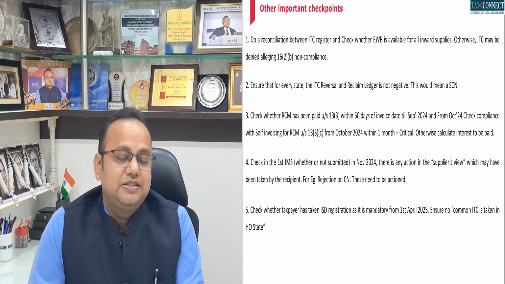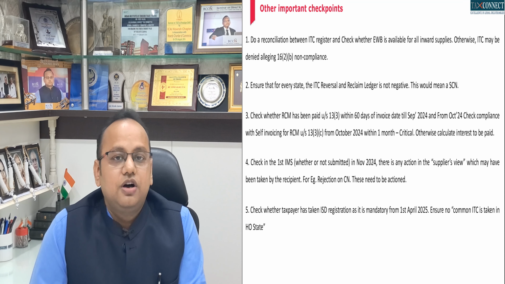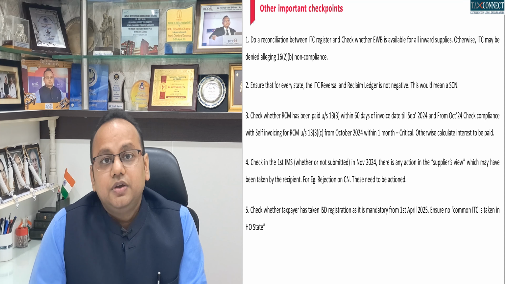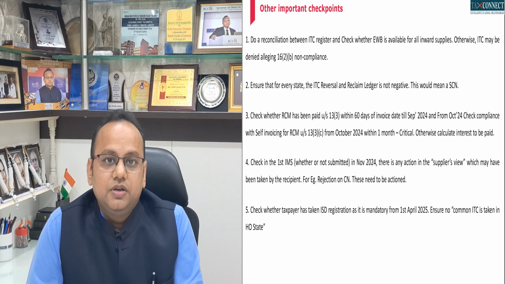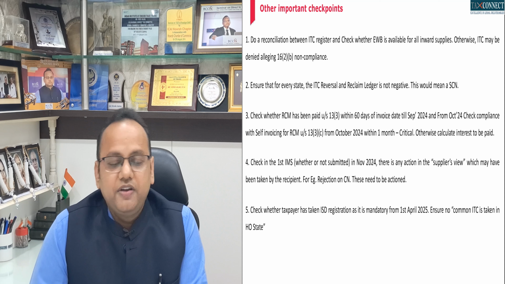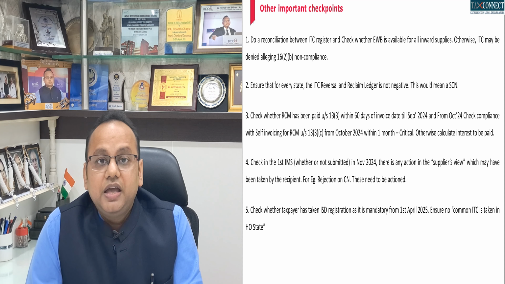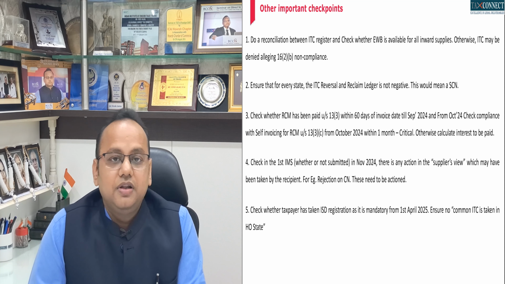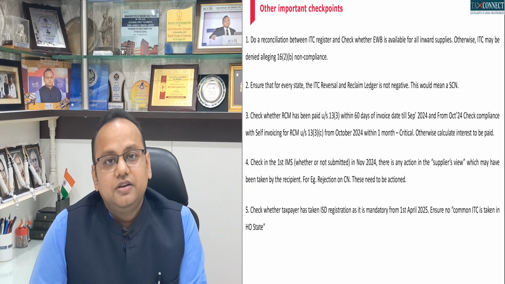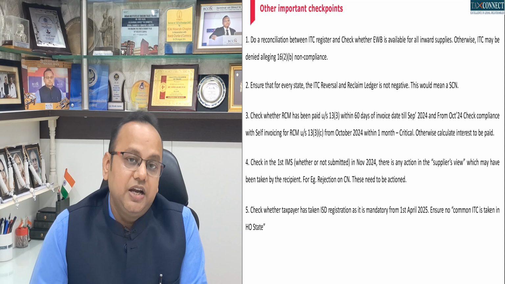So at least, if not earlier, but at least from the date of invoice of the service provider under RCM, within 30 days, you as a recipient would require to generate self invoices under Rule 47A and pay the RCM liability. Otherwise, interest would require to be charged at the rate of 18% per annum.